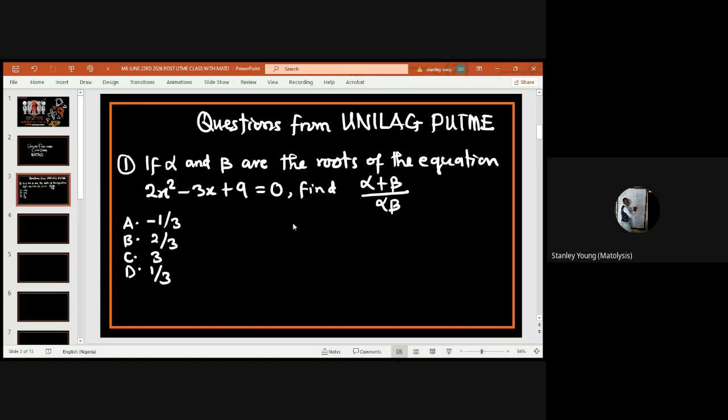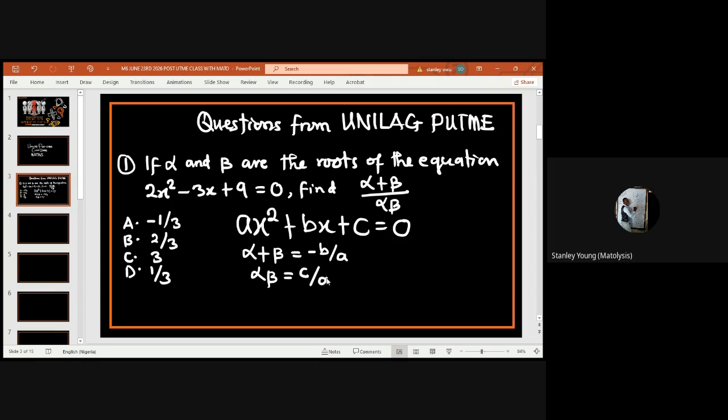Okay. So from there, option A in this question is over 3, we have 2 over 3, we have 3, and here we have 1 over 3. So what will I do? Generally speaking, in quadratic equation, the general equation is ax squared plus bx plus c equals 0, and alpha and beta are called the roots of the quadratic equation. Alpha plus beta is given as minus b over a, while alpha beta is given as c over a.